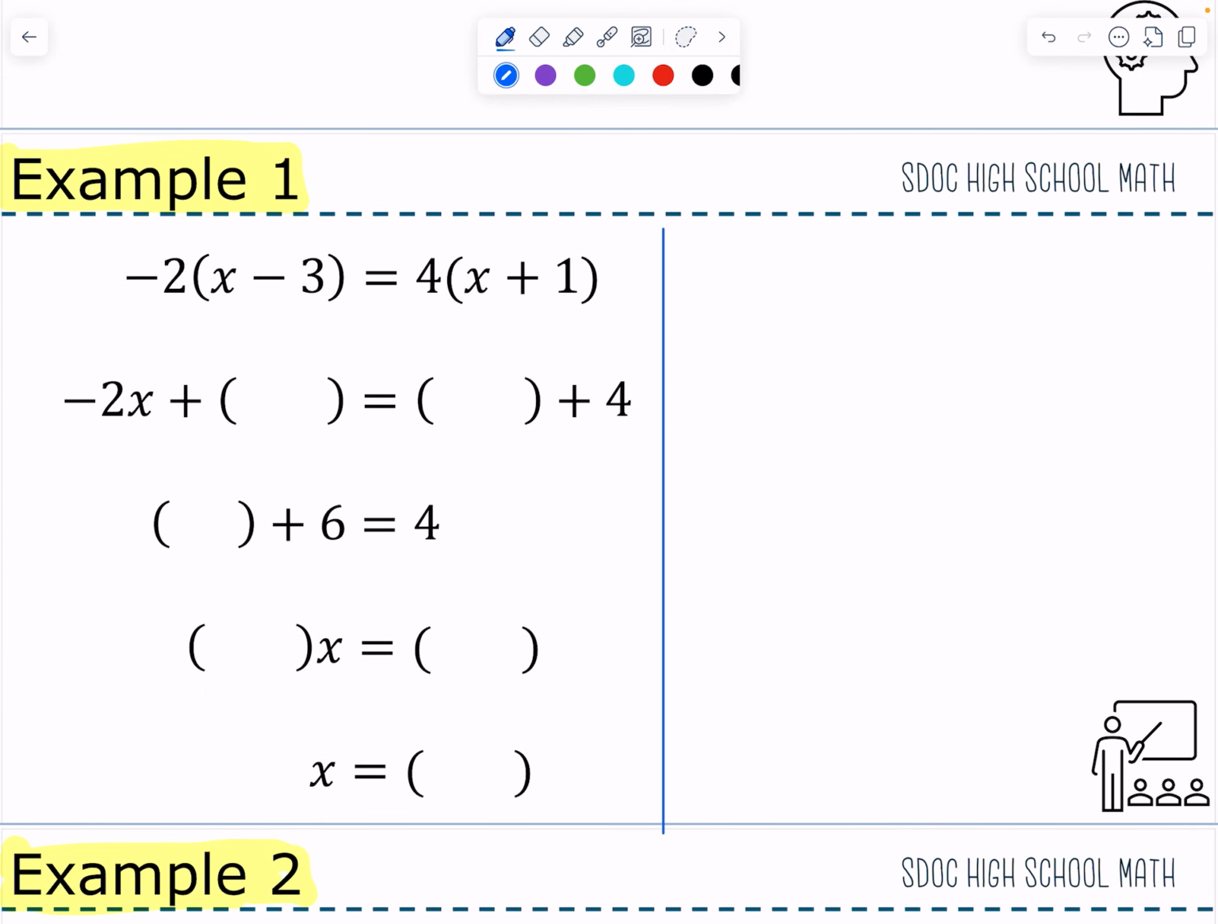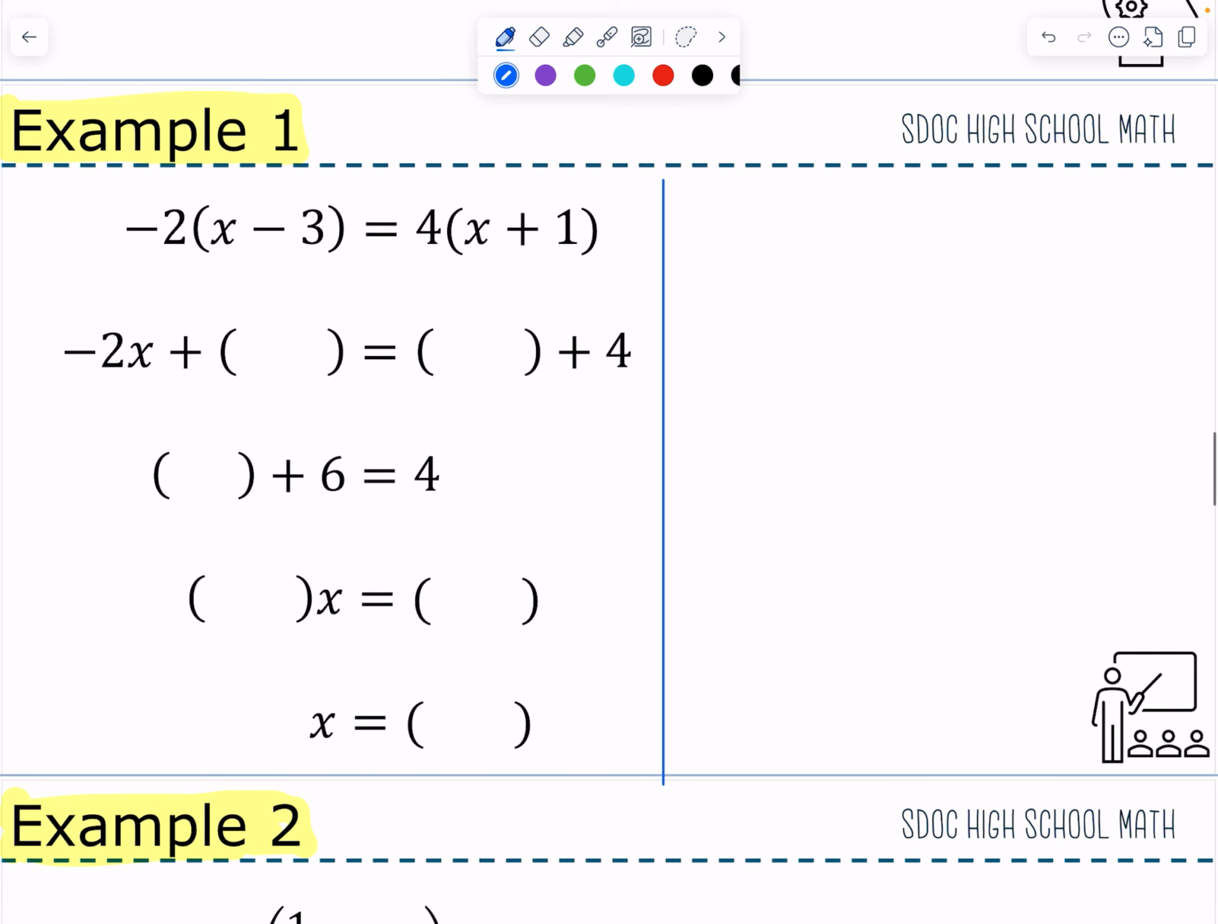Okay, let's go ahead and go back, and now we're going to go to example number 1. On this one, there are no fractions, but there is distribution on both sides of the equal sign. So we've got to do that distribution first. I have negative 2 times x gives me negative 2x. Negative 2 times negative 3 gives me positive 6.